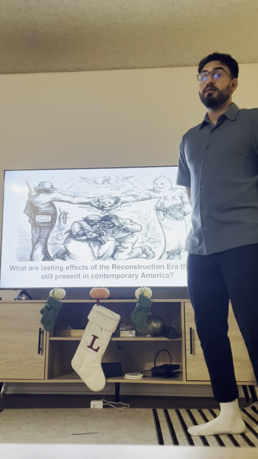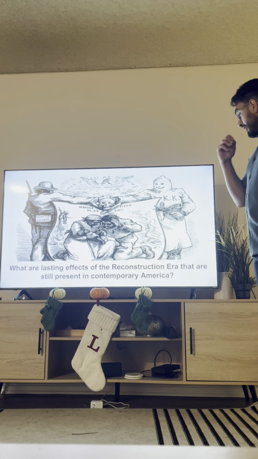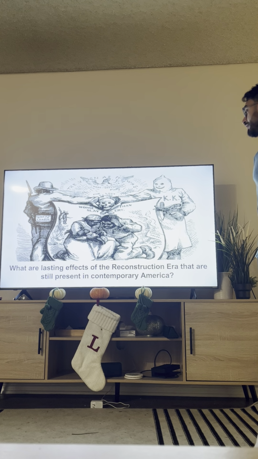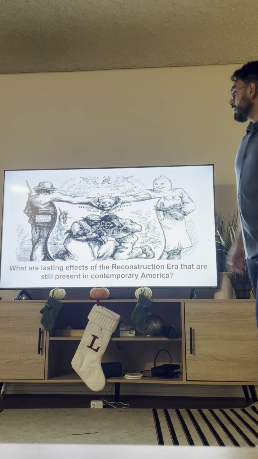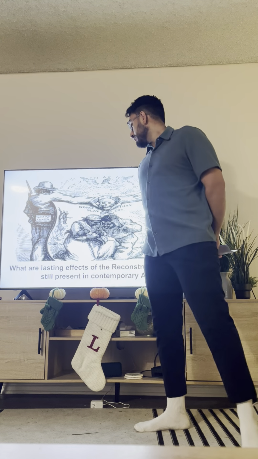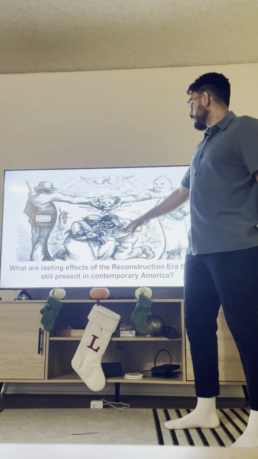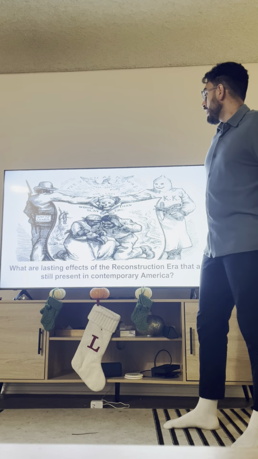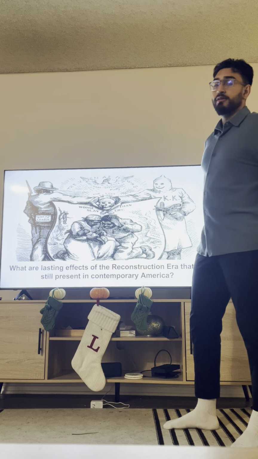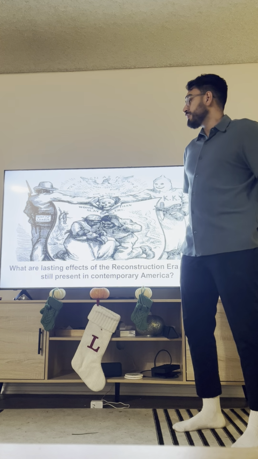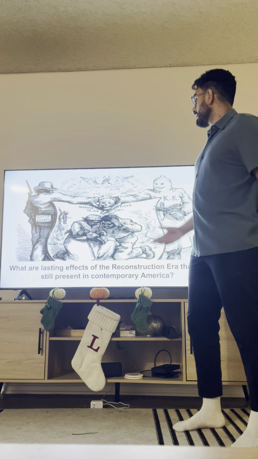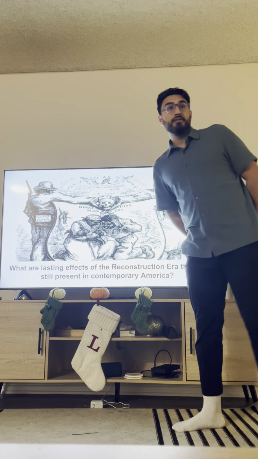educational redlining. And in this picture that we have here, you can see a KKK member and a member of the White League shaking hands over an African American couple. And this is kind of just a glimpse of what the Reconstruction era was and one of the themes that took place during this era.